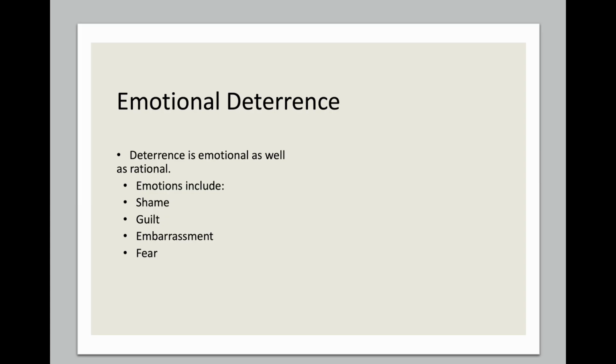Research by Pickett, Roach, and Pogarski emphasizes that emotions such as shame, guilt, embarrassment, and fear can influence offending decisions. Now, this is extremely important because it broadens deterrence beyond formal legal punishment. For many individuals, social consequences may matter more than formal sanctions. For example, disappointing family members, losing social status, damaging their relationships, embarrassment, or threats to their identity.